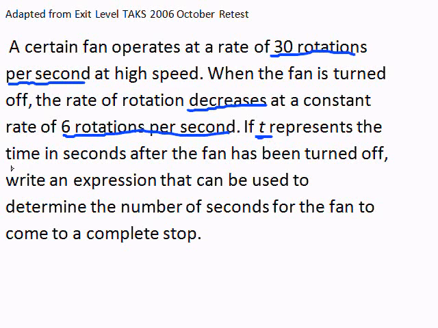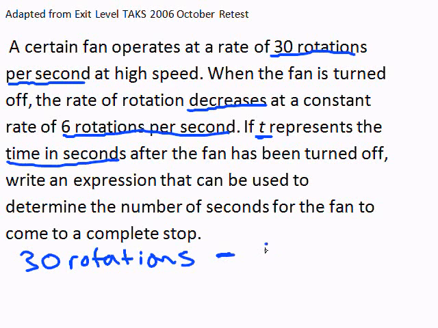T represents the time in seconds. And we're writing an expression that can be used to determine the number of seconds for the fan to come to a complete stop. So let's write down our information. 30 rotations, that's our beginning amount. And we're going to decrease by 6 rotations per second. So I can almost turn that into a verbal expression immediately because I know I'm going to be decreasing by 6 rotations per second.